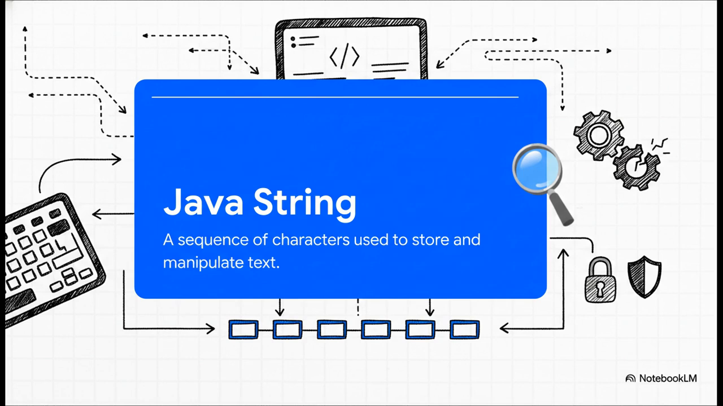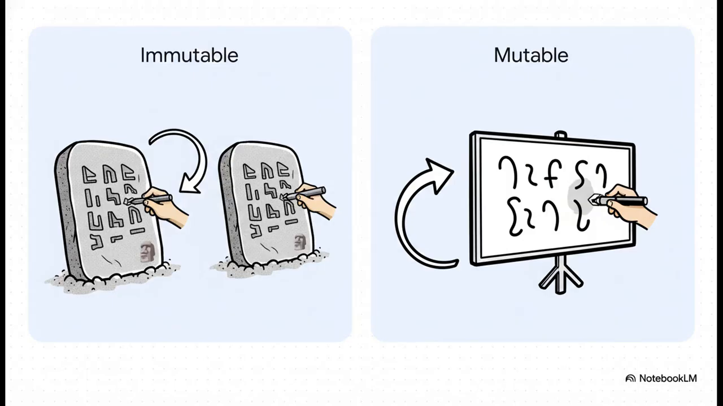But lurking just beneath that simple definition is a really important design choice that affects everything from performance to how you actually write your code. And here it is, a super critical concept. Standard Java strings are immutable. That means once you create one, its value can never, ever be changed. It's like a message carved into a stone tablet. It's permanent. Now, this makes your code a lot safer and more predictable.